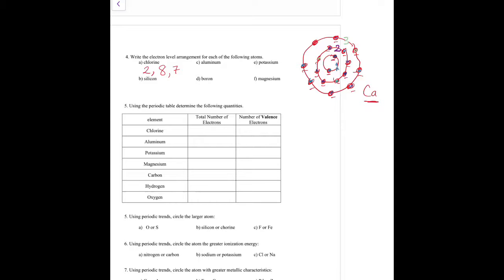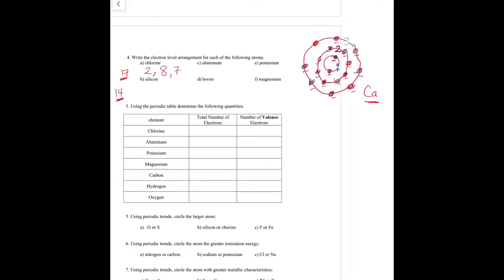Great. Now let's do that again with silicon. Silicon has what? 14 electrons. So we need to somehow fill up 14 electrons. So let's say 2 plus 8 is 10. How many more do we need to get to 14? Just 4. Great. Aluminum is 13. Right? So 13 would be 2, 8 is already 10. Plus how many more to get 13? 3. Yep.